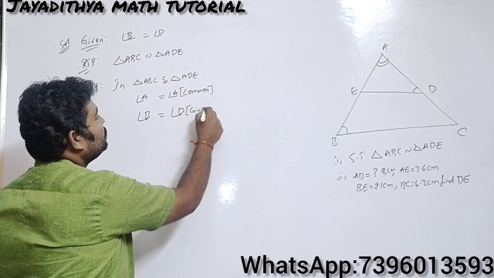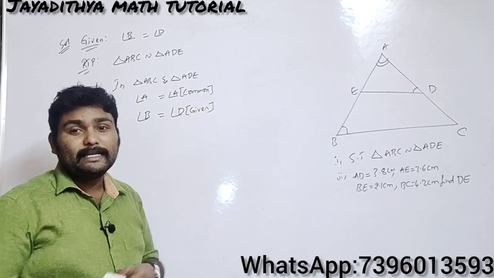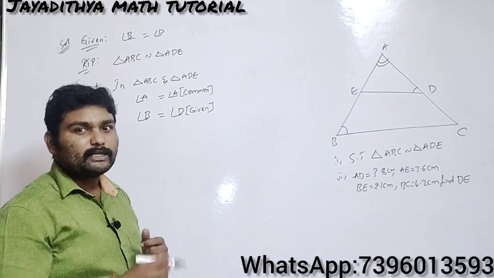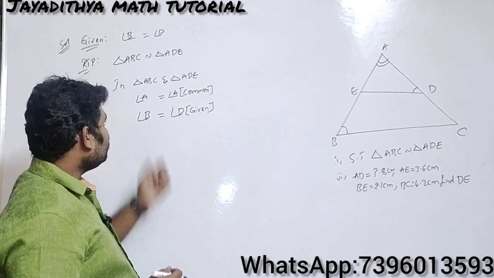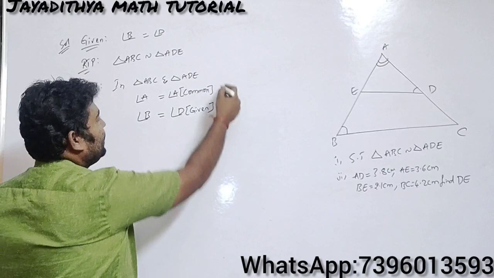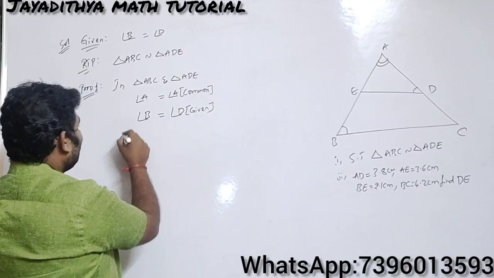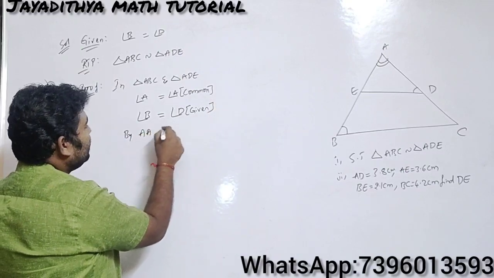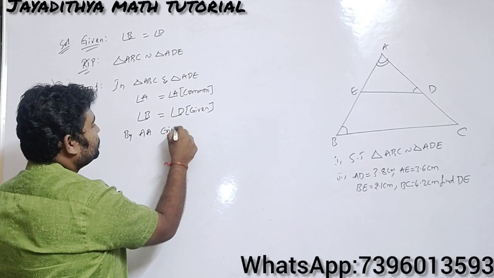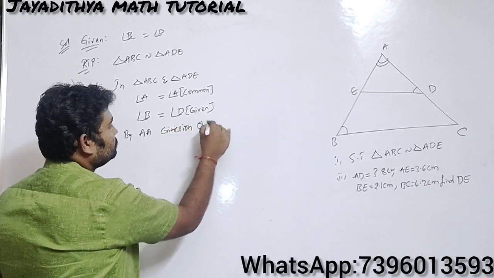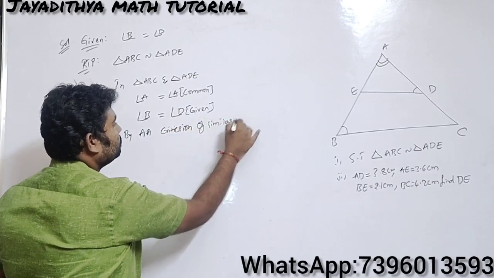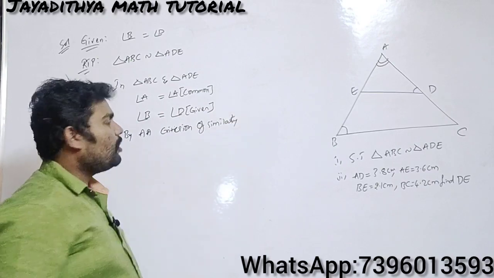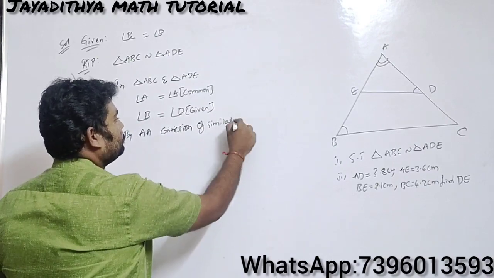So which criterion can you use here? You should know the criteria of similarity. If you haven't watched that video, please do watch it. I'll give you the link in the description. See here, by AA, we have shown two angles are equal. So what can you write here? By AA criterion of similarity, what can you show here?